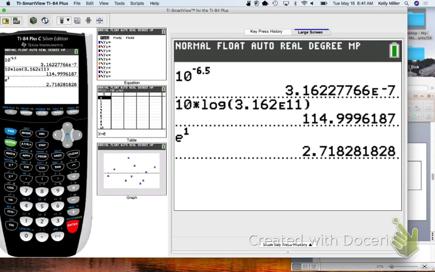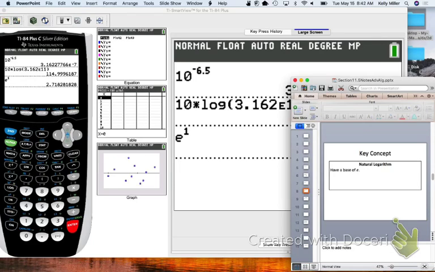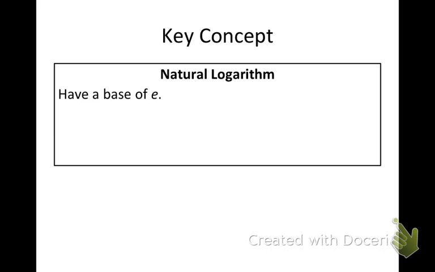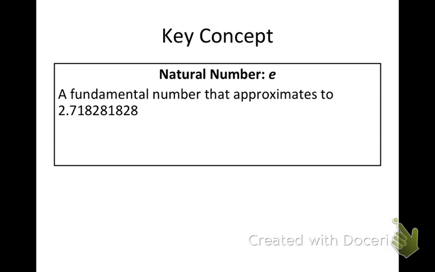Okay. So as you keep compounding interest, what's interesting is if you start with $1, it keeps getting closer and closer and closer to the natural number e, which is 2.71828. It's just a special number, just like pi is a special number, e is a special number. When we're talking natural logs, all we really care about is that it has a base of e. The natural number e is a fundamental number that approximates to 2.718281828.